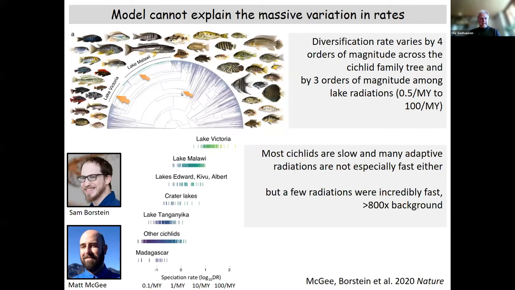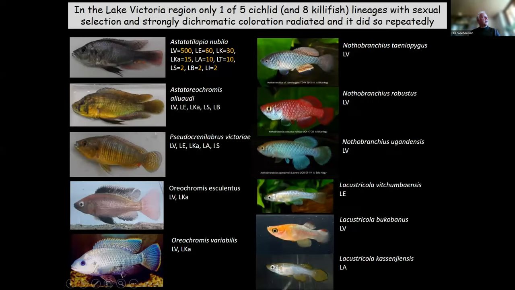In this tree, Tanganyika starts here, but Victoria starts up here, and so the rates are incredibly different. I think we need to understand what explains these enormous differences in rates in order to bridge the micro-macroevolution gap.